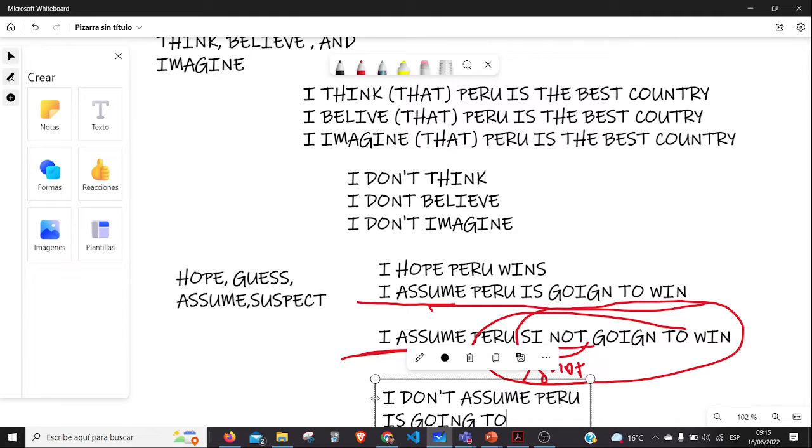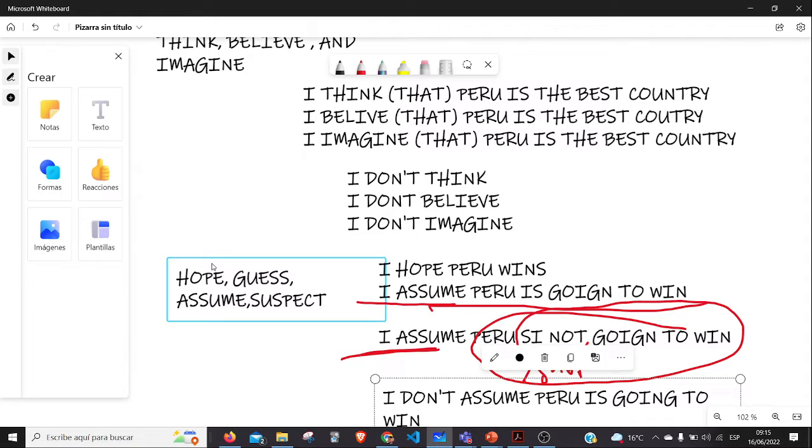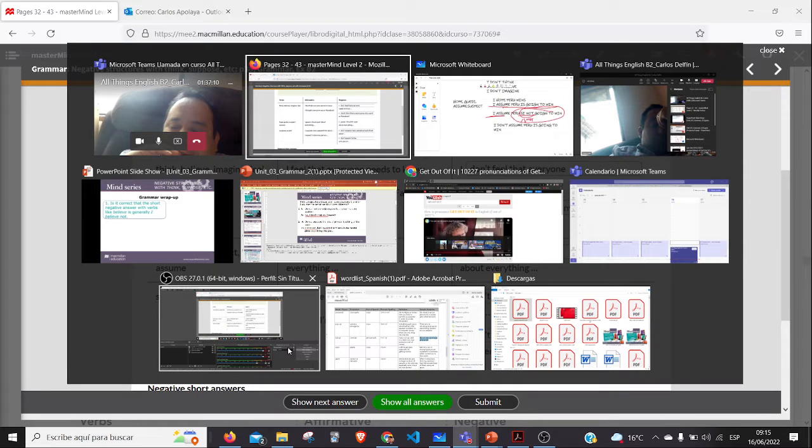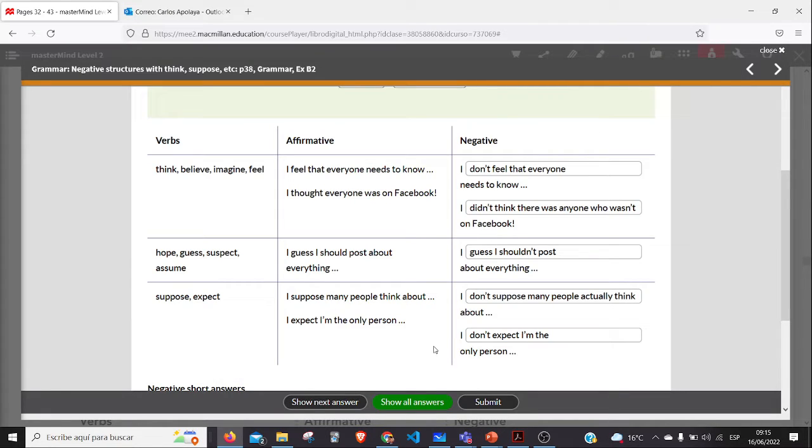Now, that's incorrect. ¿Con qué verbos hacemos esto? Con hope, con guess, con assume y con suspect. ¿Ok? Pero ahora también tenemos verbos como suppose y expect. Con suppose y expect, ¿vale? Y pueden ser ambos. Puede ser como lo hicimos en la primera o como lo hicimos en la segunda. Did you understand?